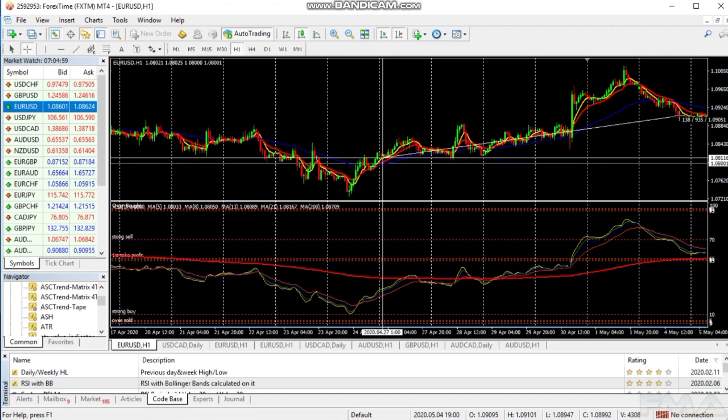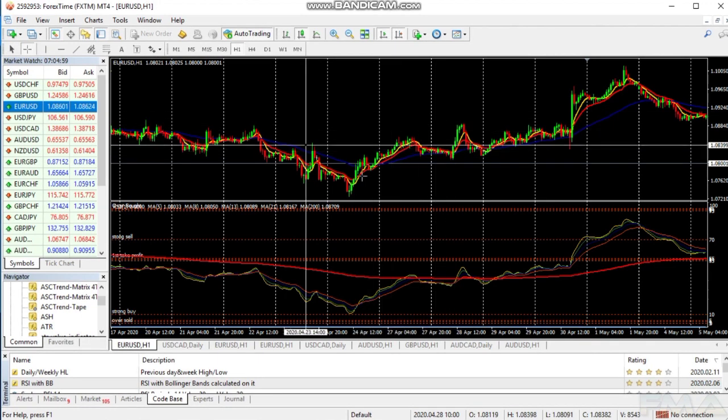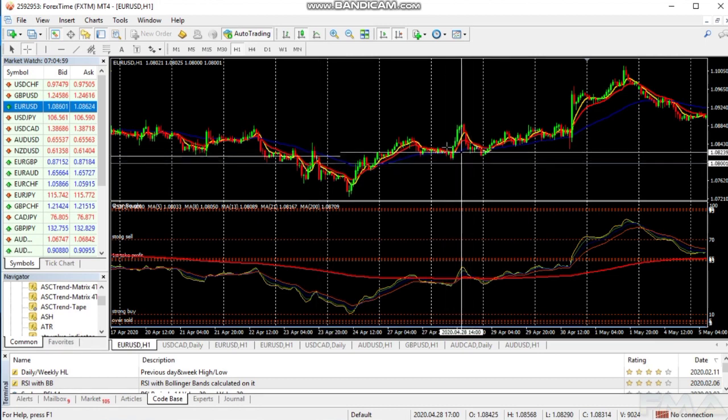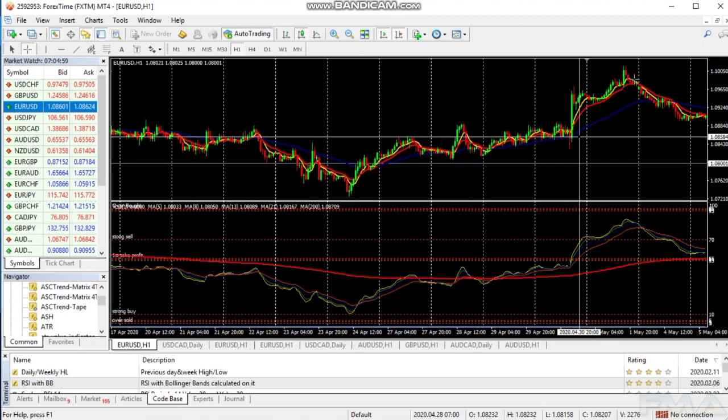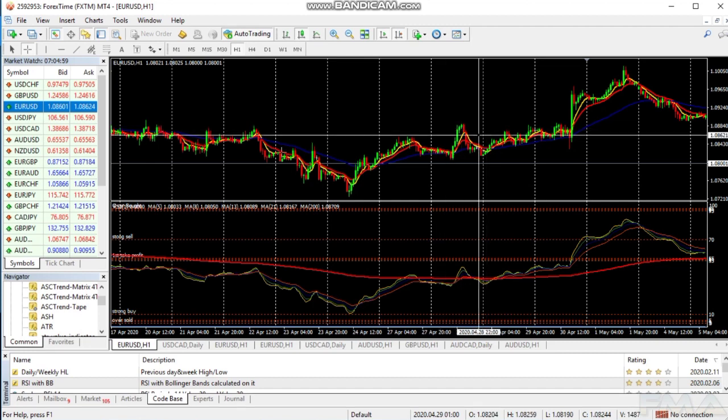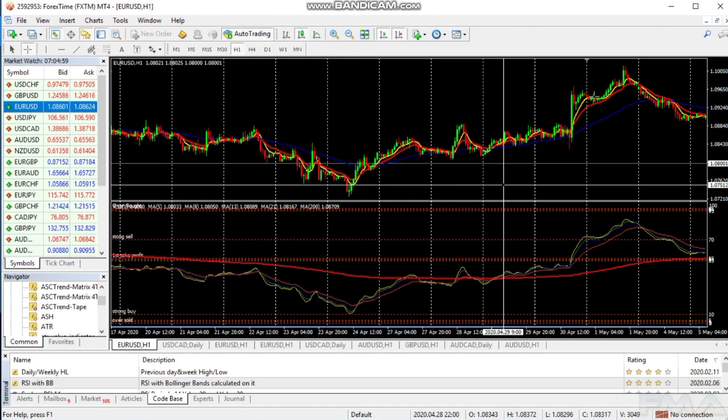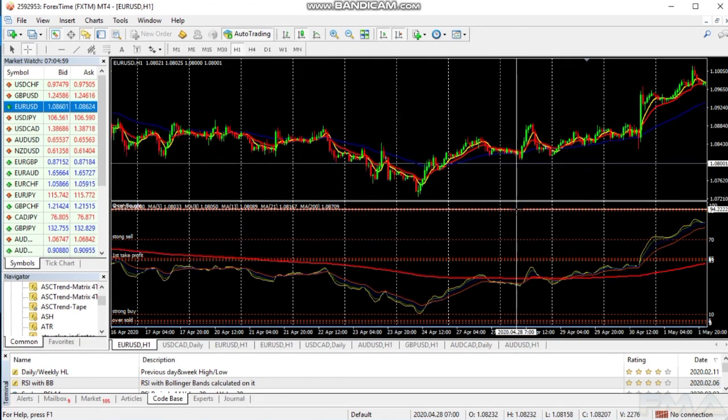This is just a 1:1.1 or so. You can see that if there was a signal to close around there and we closed, we would have missed this move. So that's why you need to wait for the price to move in your direction 1% before you look to close it.